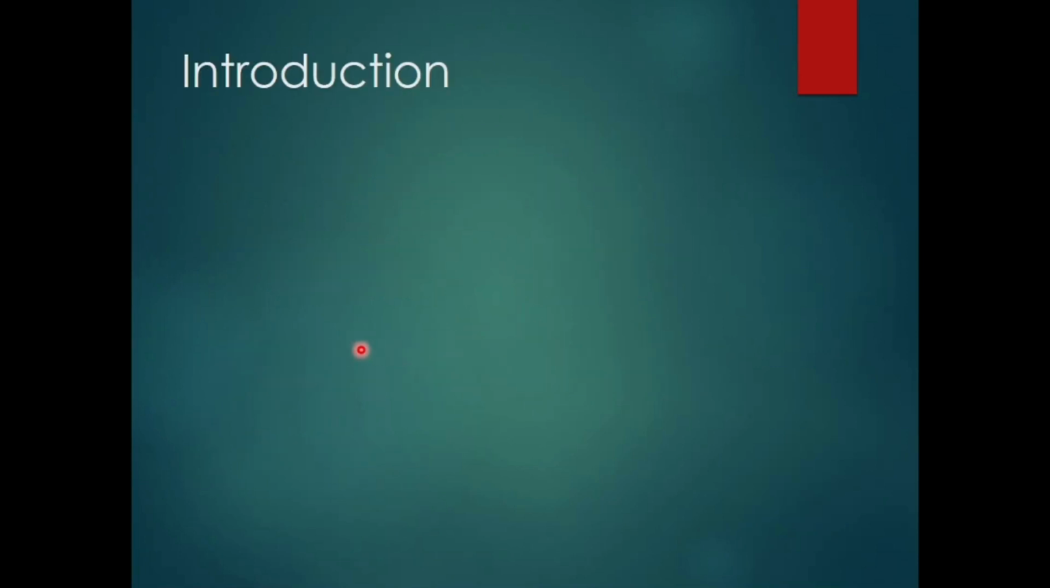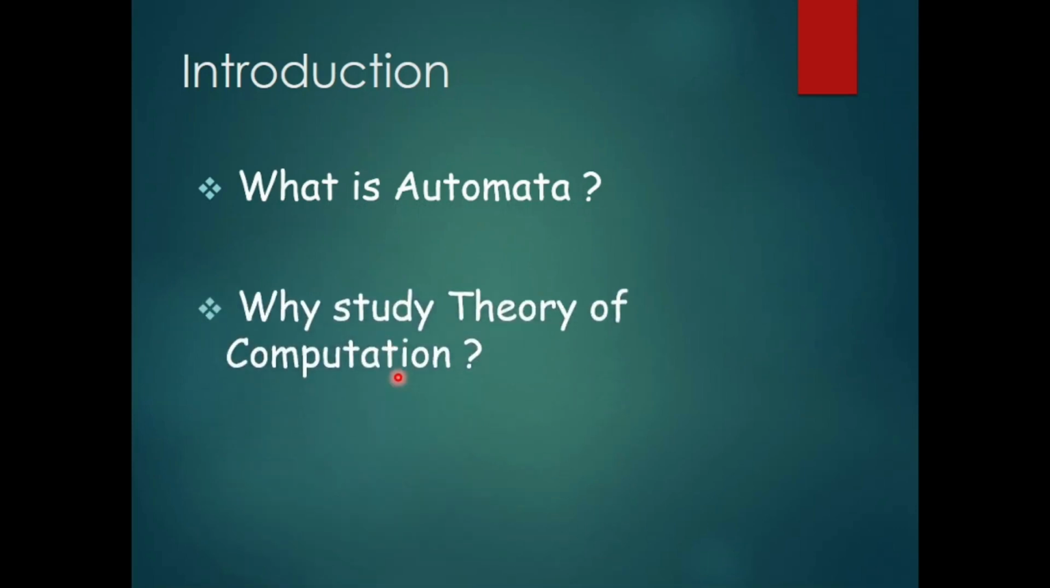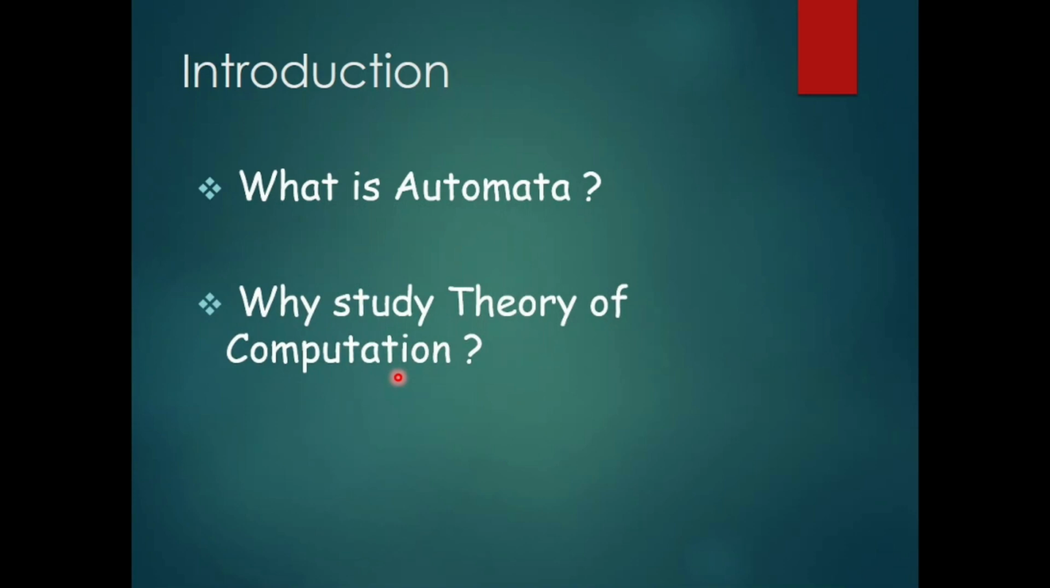In the introduction, we will answer two important questions. The first one is, what is an automata? The term automata is actually a Greek word which means self-acting. An automaton is an abstract self-propelled computing device that follows a predetermined sequence of operations automatically. And throughout the course, we will be designing such computing devices, or to be more appropriate, I will make use of the word computing machines. Okay.